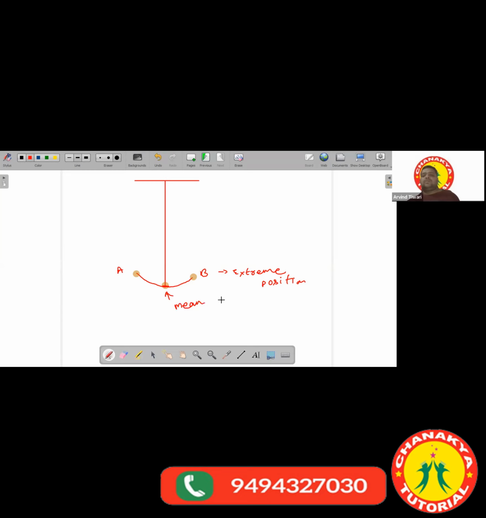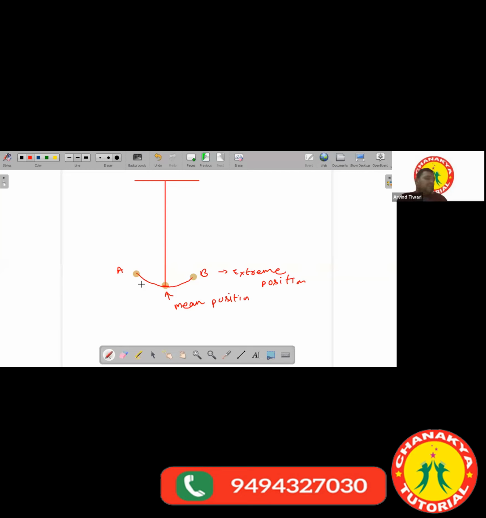If you observe this bob carefully, as the pendulum reaches one of the extreme points, its velocity reduces to 0. Then when it comes down, its velocity increases. When it again goes to B, its speed decreases and at B it becomes 0. Then again it increases in the downward direction. So we observe that the speed is not constant. The speed is changing.